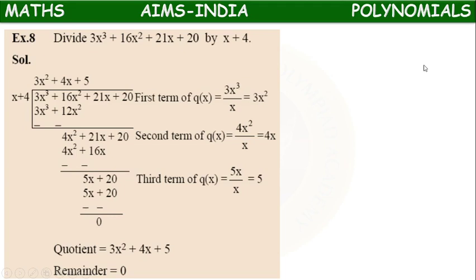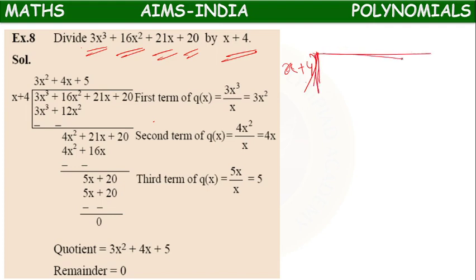So here, divide 3x cube plus 16x square plus 21x plus 20 by x plus 4. So x plus 4 is the divisor here. In long division, we can draw a line like this. Here x plus 4. What is the dividend here? 3x cube plus 16x square plus 21x plus 20. This is the dividend, this is the divisor. Now we have to divide this dividend by this divisor.